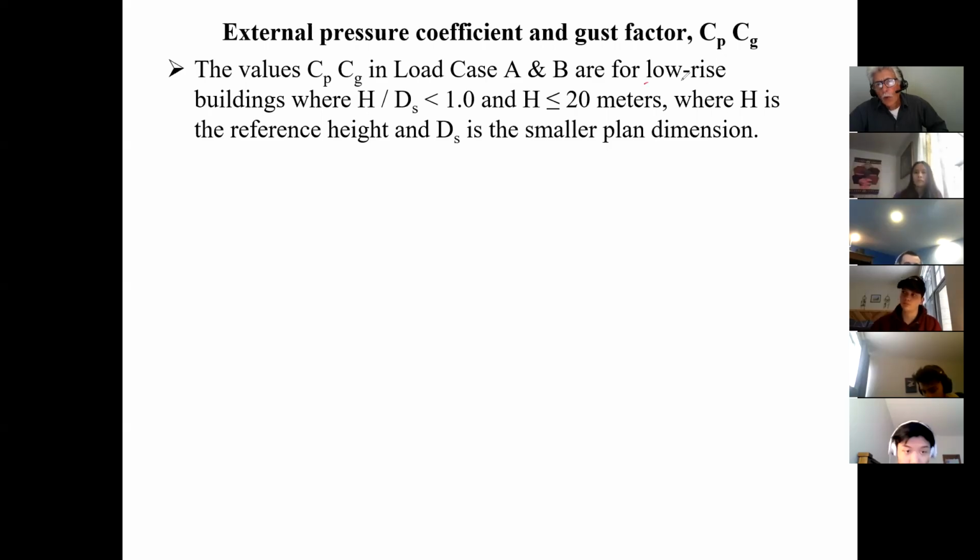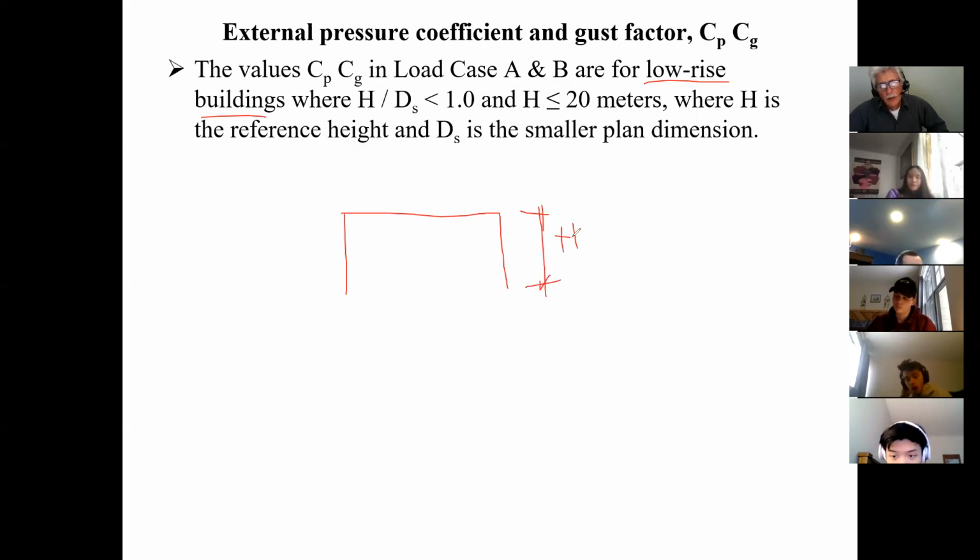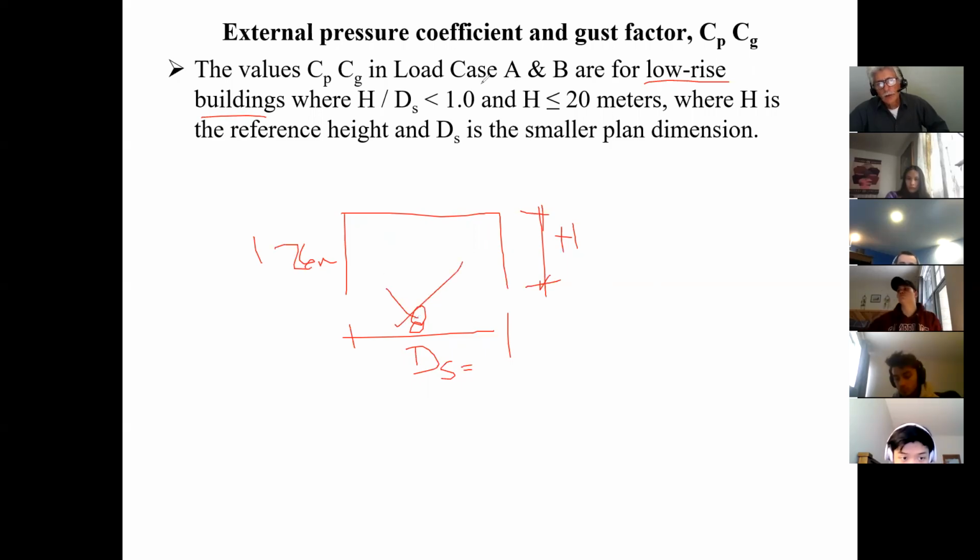In other words, you can only use this if the building here, if this dimension H, which is the height of the building, and this is the dimension Ds, in other words, the plan dimension Ds, if this is 8 meters and this is 6 meters, yes, you can use that table. But if this is 8 meters and this happens to be 12 meters, you should not be using the table. In other words, this is only good for the ratio where the height is less than the dimension of the building. So Ds is the smaller dimension in plan view.